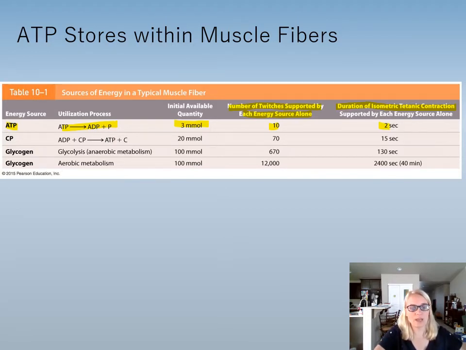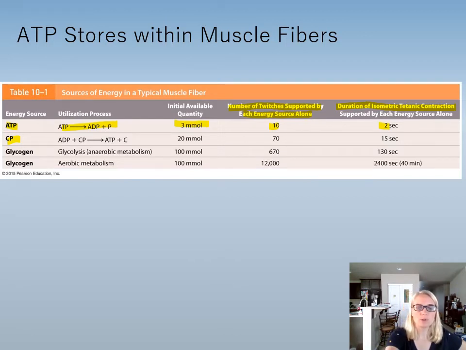But all of this to say, you don't have very much available, just straight ATP floating around in your muscle cells, which is kind of weird because we need ATP to do a lot of stuff. So where does this additional ATP come from? Well, the next energy source is something called creatine phosphate.